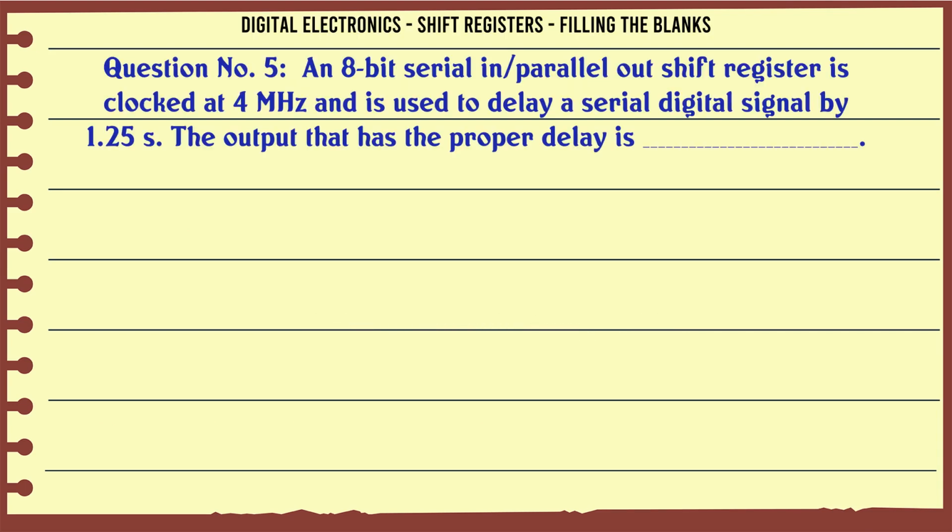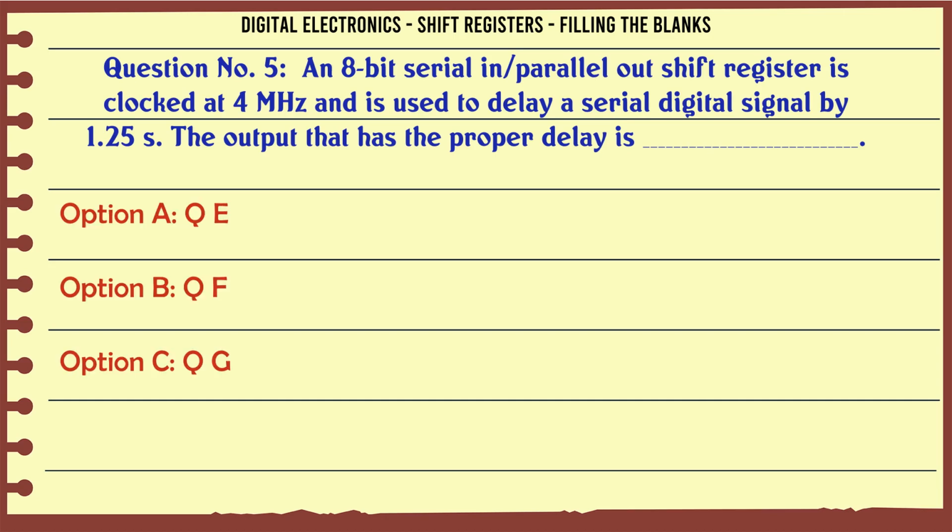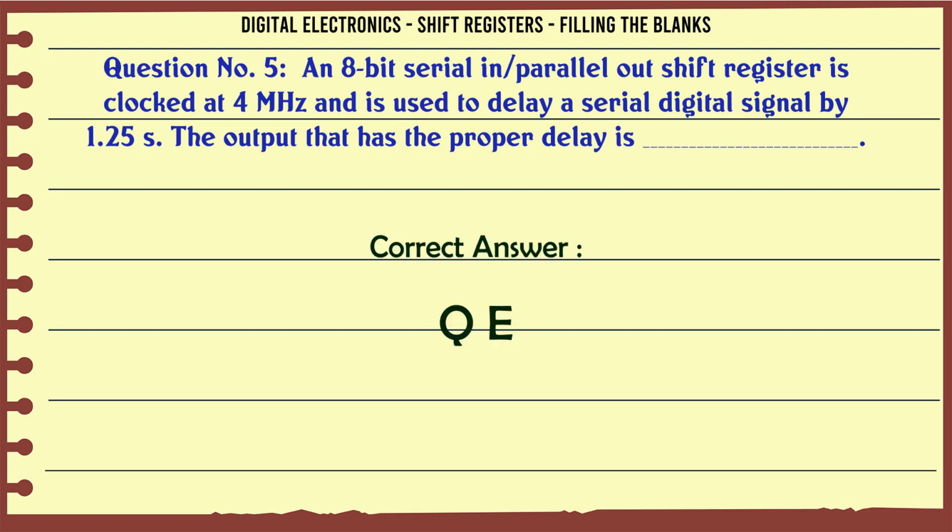An 8-bit serial in parallel out shift register is clocked at 4 MHz and is used to delay a serial digital signal by 1.25 s. The output that has the proper delay is: A. QE. B. QF. C. QG. D. QH. The correct answer is QE.